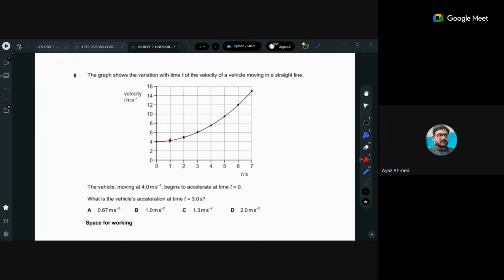The vehicle moves at 4 meters per second and begins to accelerate at time t equals 0. What is the vehicle's acceleration at time t equals 3 seconds? The most common mistake here is the student divides 6 by 3, and there is one option for it. The student says, oh yeah, this is the right option, but actually it is not. You have to take the gradient.